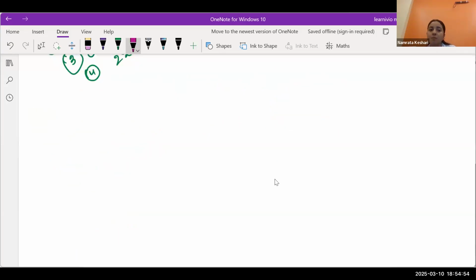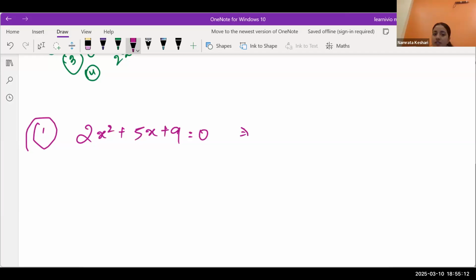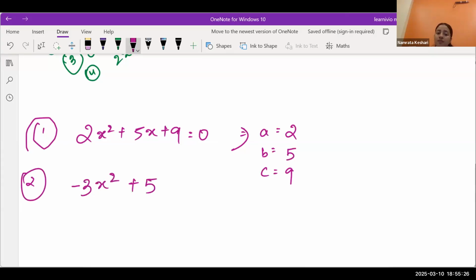I will write a few examples over here and you are going to tell me what is a, what is b, what is c. So the first example, if we are having 2x square plus 5x plus 9 is equal to 0, can you tell me, Ryan, what is a, what is b, what is c? Ma'am, A is 2, B is 5, and C is 9. Perfect. If we are having an equation minus 3x square plus 5 is equal to 0, can you tell me, Ryan, what is A, what is B, what is C? A is minus 3, B is 0, and C is 5.